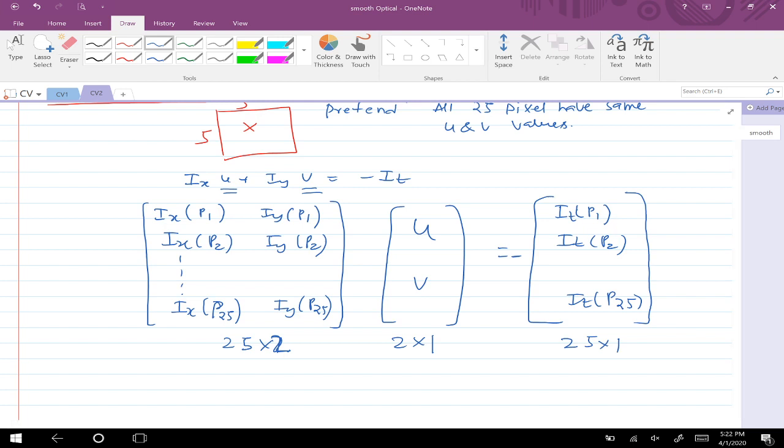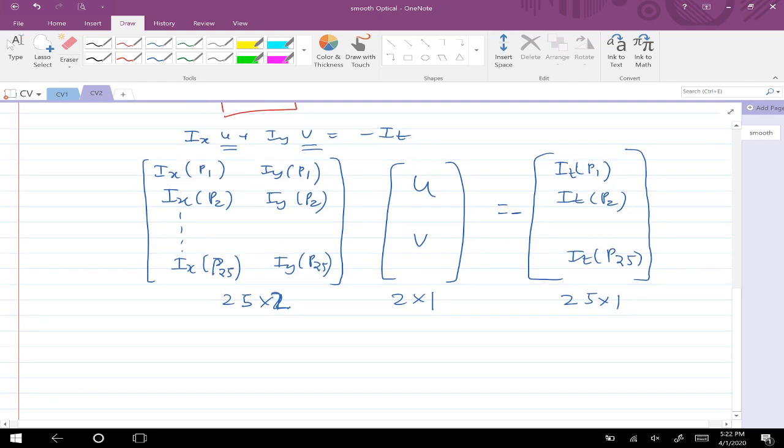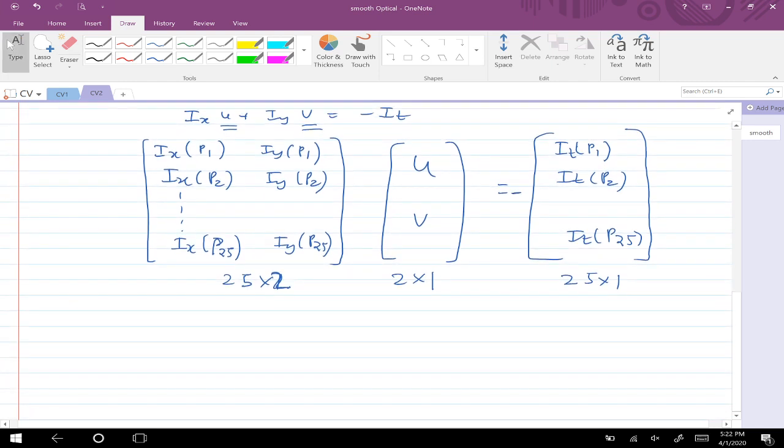So how do you solve this? Again, this is solving a least squares problem. How did we solve it? We did a similar thing in the transform analysis part. We have seen already how to solve this. So you call this, for example, matrix A, vector D, vector B.